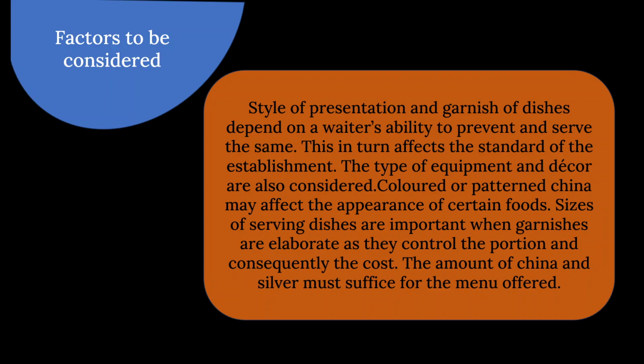Sizes of serving dishes are important when garnishes are elaborate, as they control the portion and consequently the cost. You cannot have such an elaborate dish on a small plate. The size of the plate is also a matter of concern. The amount of china and silver must suffice for the menu offered. So these are the points. These are all very much hidden. So while planning a menu, you should be very, very careful about these points.